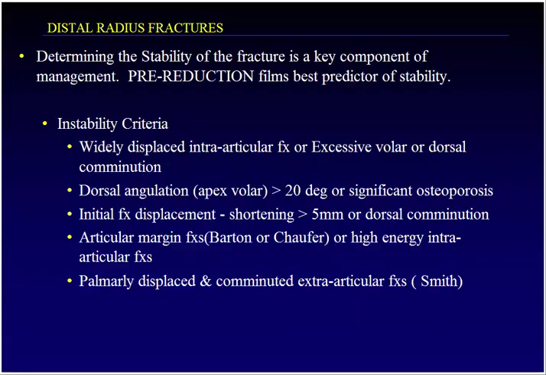Now, determining the stability of the fracture is a key component of the reduction, and the pre-reduction x-rays have been shown to be the best predictor of stability. So if you have a fracture that you know has significant displacement, significant fracture comminution, particularly dorsal comminution, you can predict that those are the ones that are going to be unstable and are probably not going to do well with conservative closed treatment. The instability criteria consist of a widely displaced intra-articular fracture, excessive volar dorsal comminution, significant dorsal angulation greater than 20 degrees, or a patient that has significant osteoporosis, initial fracture displacement or shortening greater than 5 millimeters.